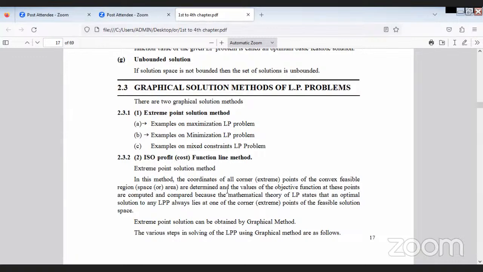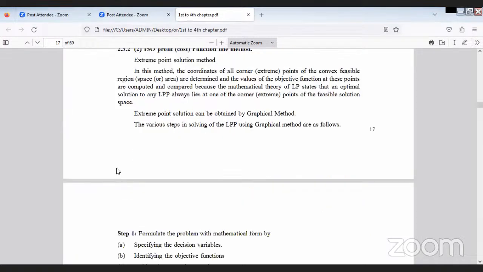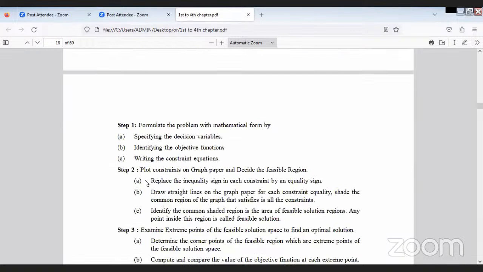The various steps involved in solving an LPP using the graphical method are as follows. Formulate the problem in mathematical form by specifying the decision variables, identifying the objective function, and writing the constraint equations. These are the steps you have to write here. Plot the constraints on graph paper to decide the feasible region. Replace the inequality sign in each constraint by an equality sign. Draw the straight lines on the graph paper for each constraint equation. Shade the common region of the graph that satisfies all the constraints.